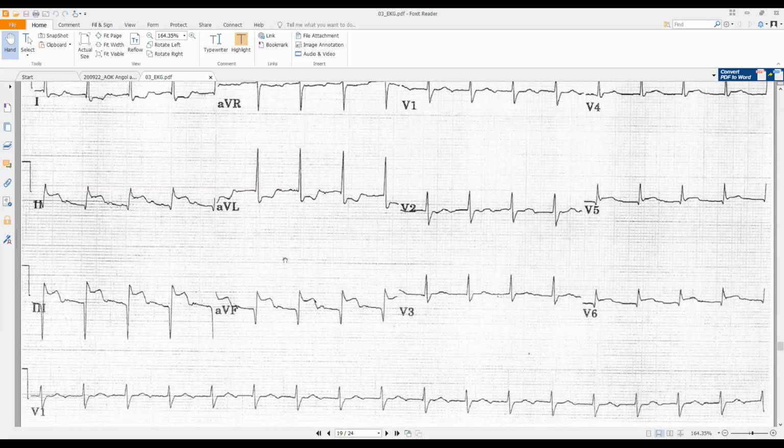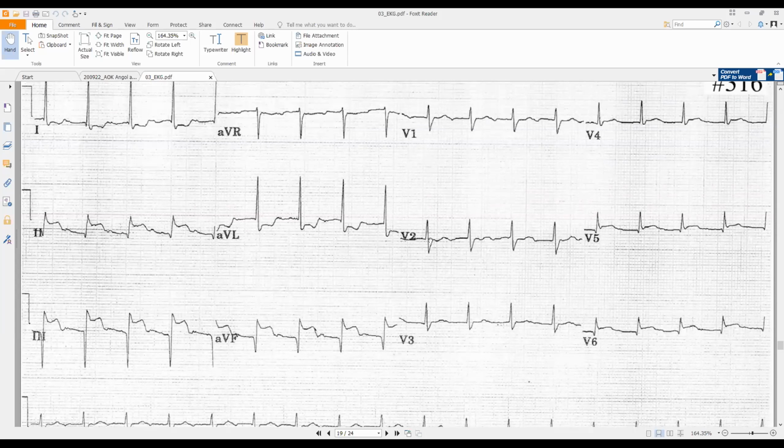And usually the inferior comes together with posterior. In V2, we do see a depression. Well, I don't know whether this is 1 millimeter or not, but I don't think that's any kind of ST depression.